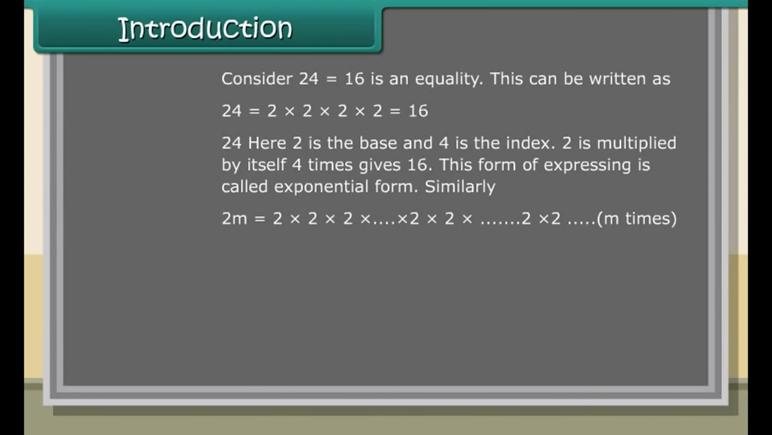Similarly, 2^m = 2 × 2 × 2 × and so on, 2 × 2 and so on, m times. Here 2 is the base and m is called the exponent, power or index.